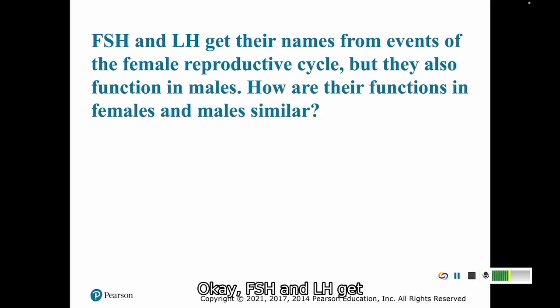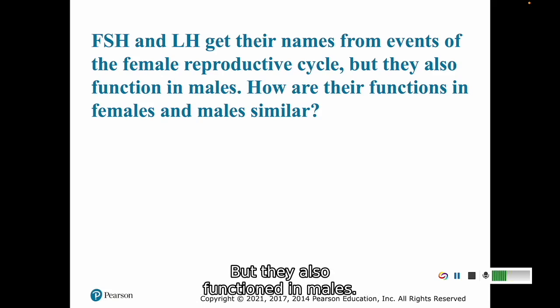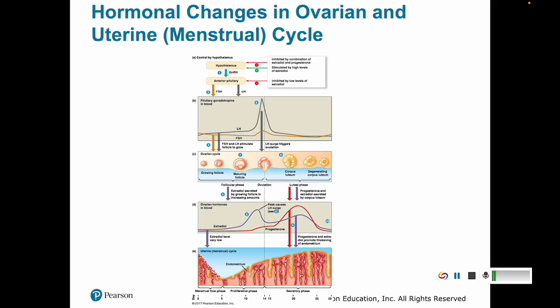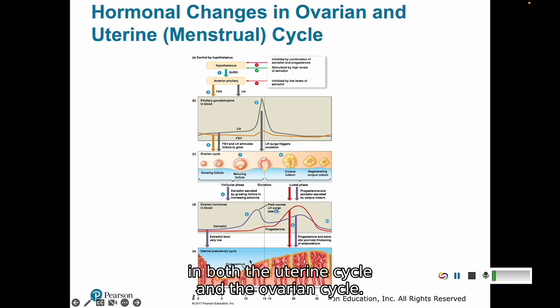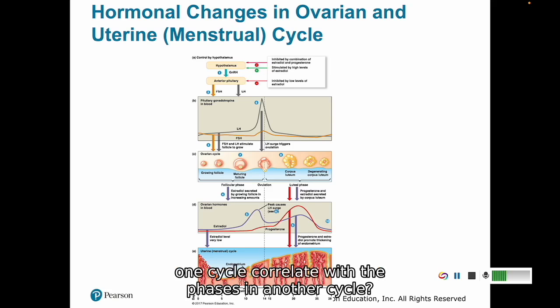Okay, FSH and LH get their names from events of the female reproductive cycle, but they also function in males. How are the functions in females and males similar? Here's that chart we're going over, talking about the events that happen in both the uterine cycle and the ovarian cycle. So those are things to be aware of: what hormones are happening, what is happening through the cycle, what are those phases, how do the phases in one cycle correlate with the phases in another cycle.